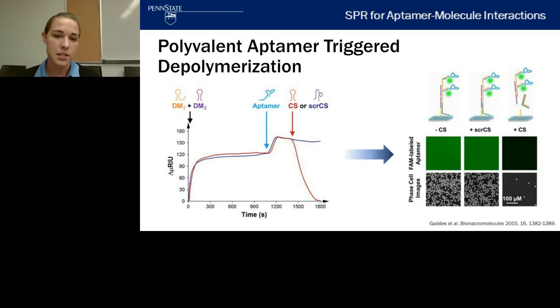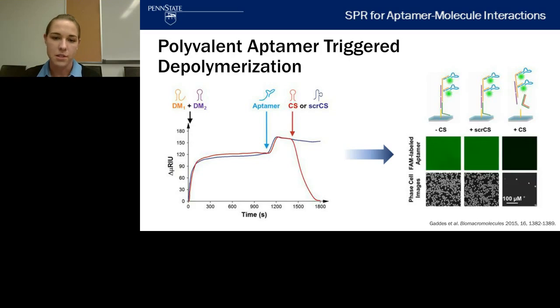We can also release our DNA polymers from the surface using a complementary sequence, similar to some of the complementary sequence releases we've seen earlier. So in this case, we create DNA polymers on a surface and then incubate these polymeric scaffolds with aptamers to create polyvalent aptamers. And we can see in the sensorgram on the left that when the complementary sequence that's specific for this polymer has been incubated with the polyvalent aptamers, a large decrease in mass is found to occur.